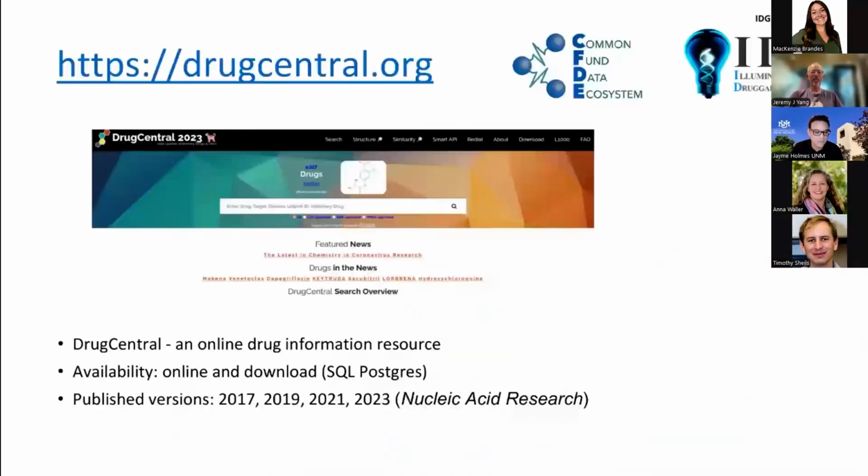So DrugCentral is a drug resource where the user can search veterinary drugs, adverse events, indications and contraindications of drugs. They can enter a drug target, a UniProt ID, and they can also search by structure and do a similarity search on SMILES. In our download section here on DrugCentral, you can also download the SQL Postgres database. We have public and published versions of DrugCentral in Nucleic Acids Research in 2017, 19, 21, and 23.